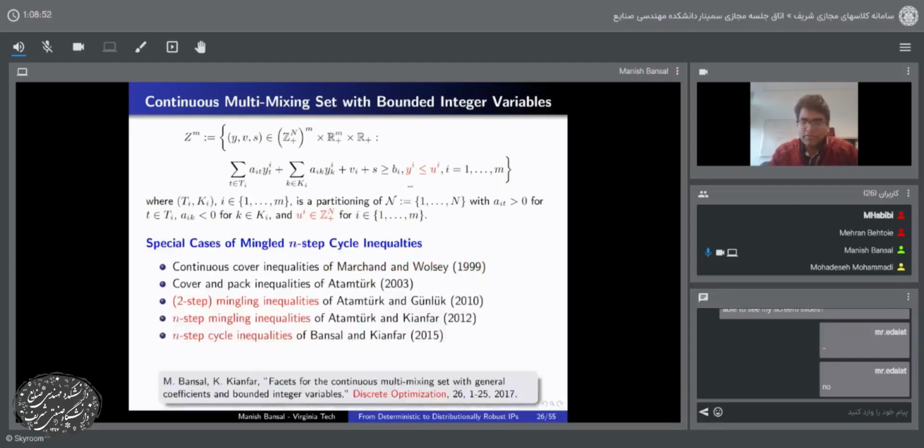Again, I won't be getting into the details here, but these inequalities generalize, because it's a bigger class of inequalities, and subsume various inequalities in the literature, like continuous cover inequality, cover and pack inequalities, mingling inequalities, n-step mingling inequalities, and the n-step cycle inequalities that we discussed before.